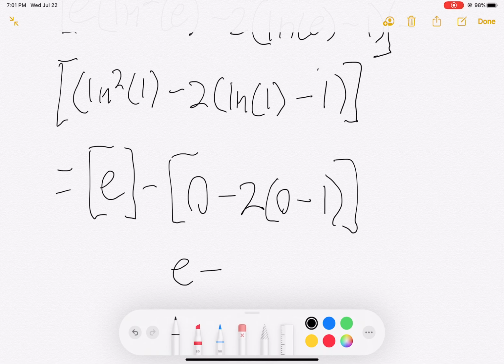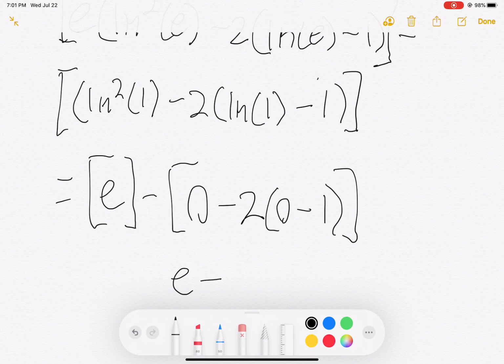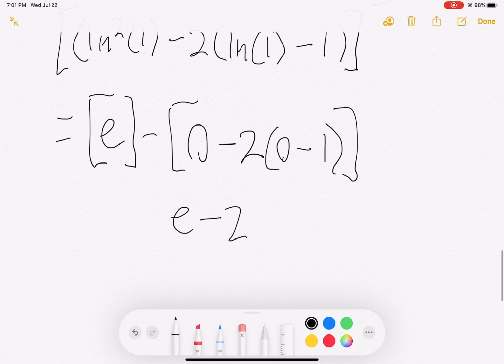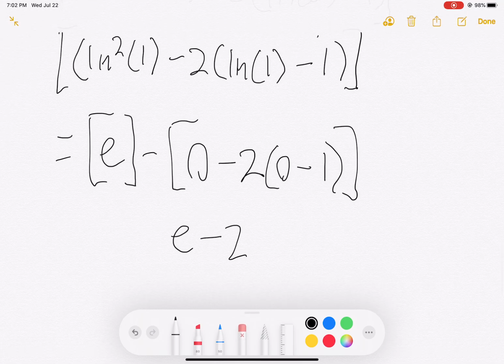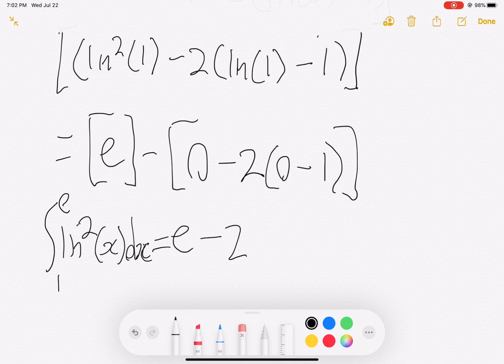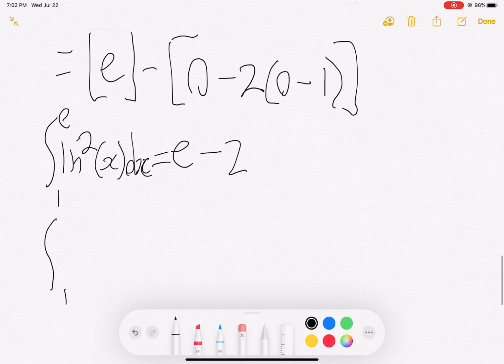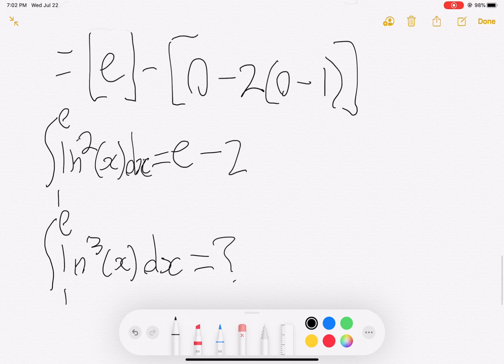Because we distribute the minus, yeah, it's definitely going to be that. Okay, well, there we go. So that is not our area yet, but we see that we can just say that the integral from 1 to e of ln squared of x dx equals this. So now we want to find the integral from 1 to e of ln cubed of x dx. So now that's what we want to find, right?